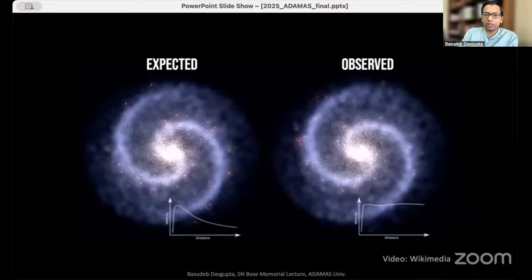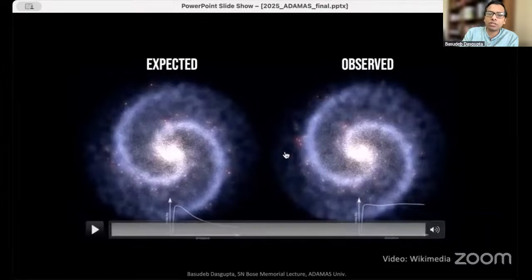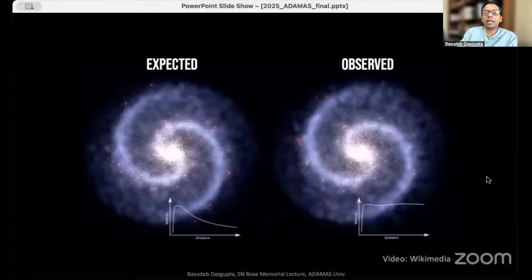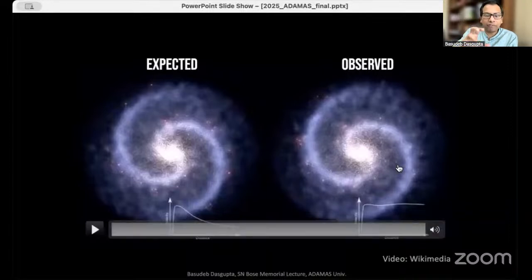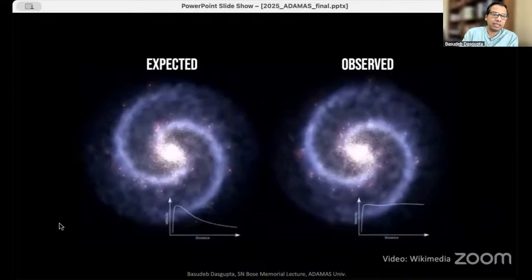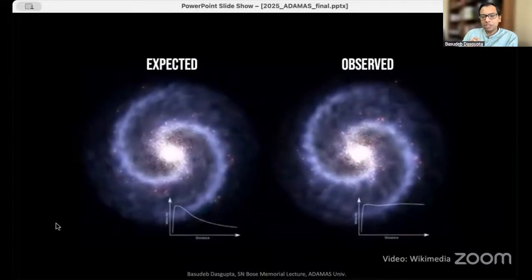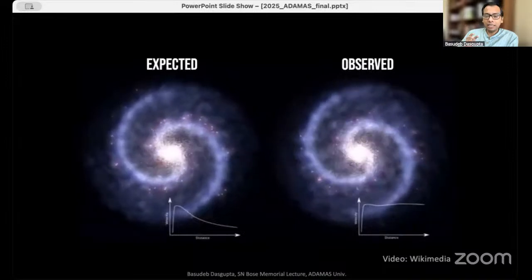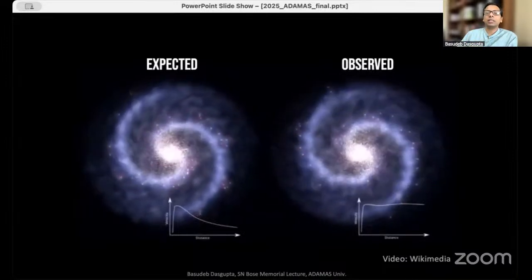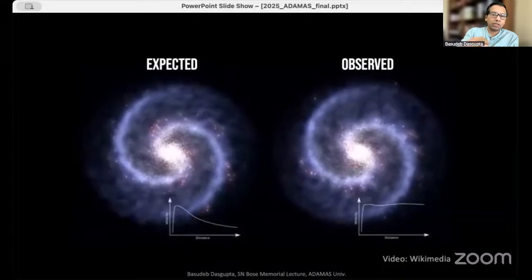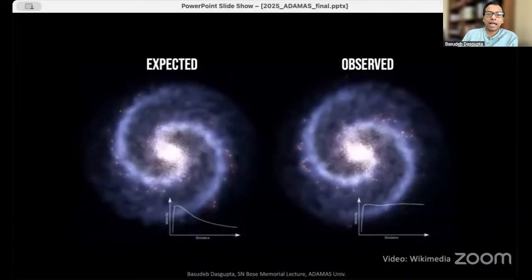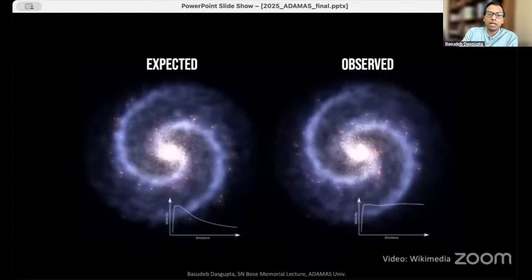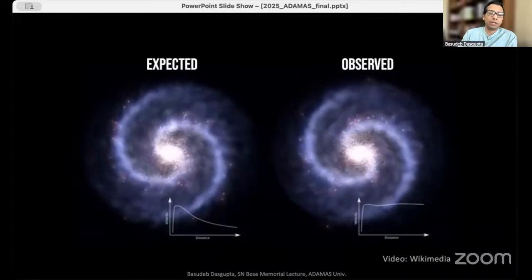And what you will notice, especially if you pay attention to the edges of the galaxies, is that the outer edges of the galaxies rotate a bit faster than the outer edges of this expected Kepler motion. So let's see that. Okay. If you pay attention to the edges, you will find that the stars are rotating faster on the right hand side video than on the left hand side, which is the one that would be expected from Kepler's laws.